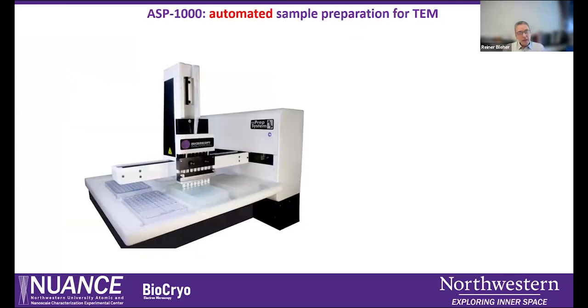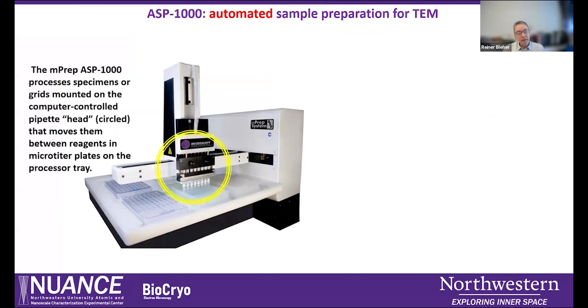So the instrument we are using for this is the ASP. It's basically a liquid handling robot with a pipette head or pipette arm that transfers the sample through multi-titer plates from one solution to the other and performs some action at each position.